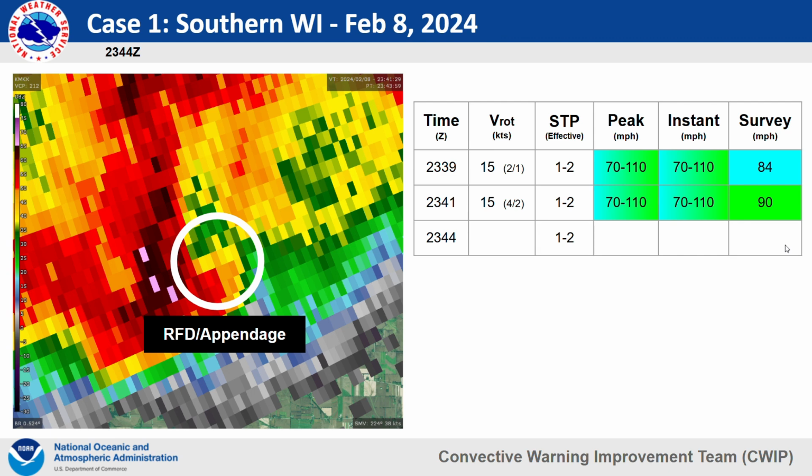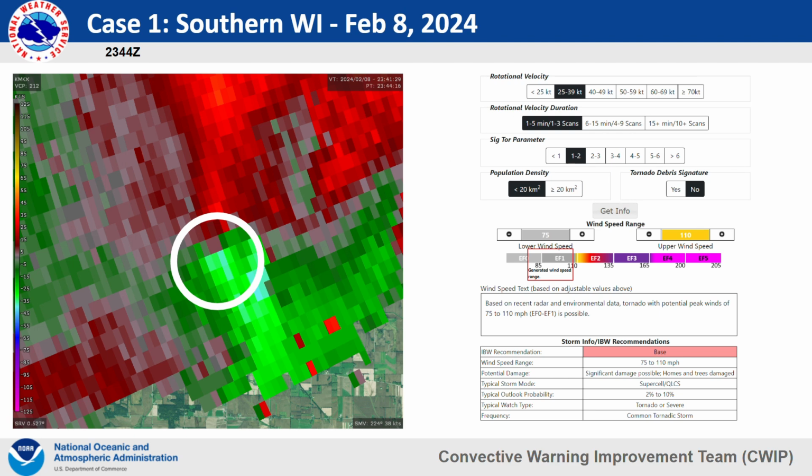Now moving forward, that RFD appendage continues to get better defined, and you'll notice that the velocity couplet has gotten a lot better defined, a lot more structure to it. You'll notice the left flank velocity enhancement region has started to kind of couple in with it, and you can even still see that inflow region in the storm, but it isn't as defined, and that old couplet we were looking at previously has now taken over.